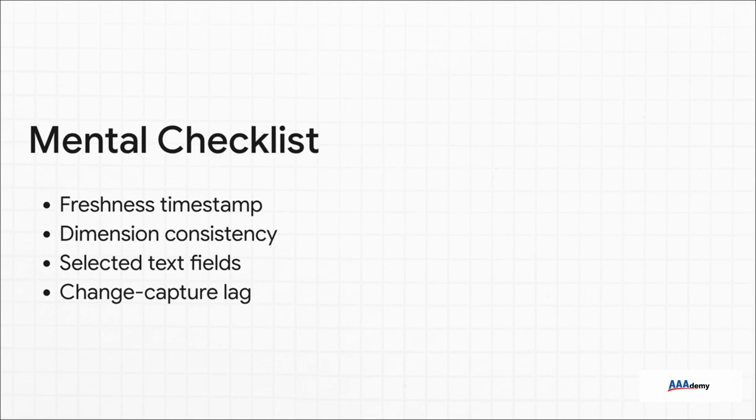So, run through this rapid-fire mental checklist of foundational evidence before selecting any multiple-choice answer that suggests changing code or models. Check your freshness timestamp. Verify dimension consistency. Confirm your selected text fields are accurate, and measure your change capture lag. This checklist is your absolute shield against the exam's trickiest distractors.